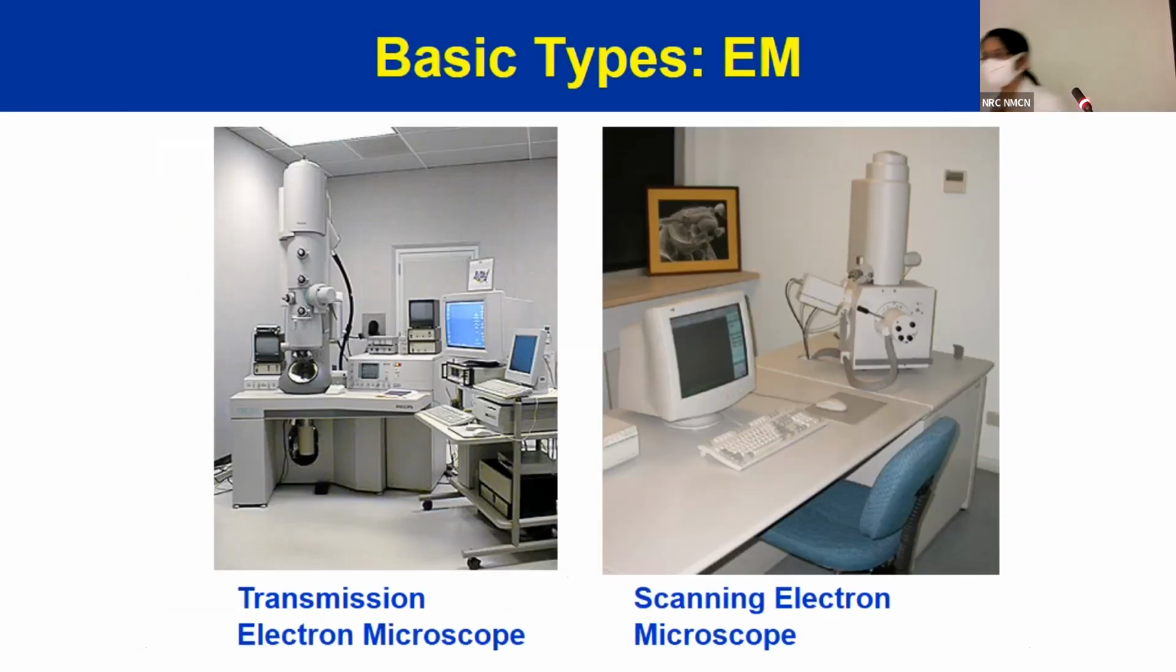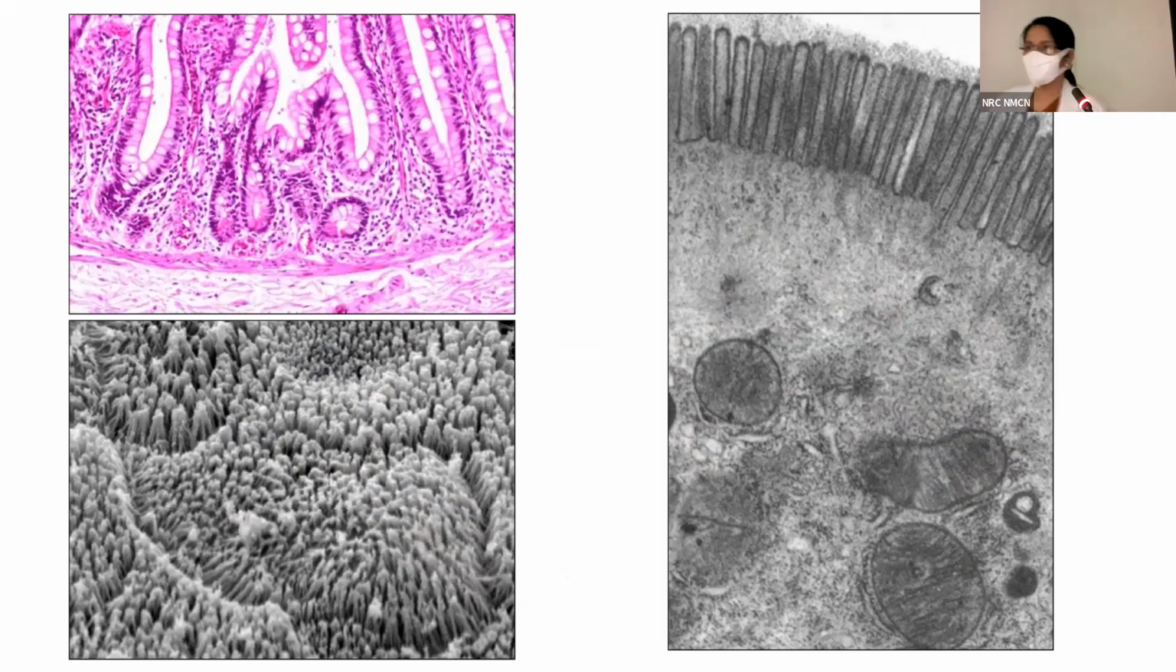There are basically two types of electron microscope. One is scanning and one is transmission. What I will be talking about today is transmission. Professor Mitra from CDRI will be talking about the scanning electron microscope. What is the difference? Can anybody tell me? Any gastroenterologist here? Any medicine person? Can anyone tell me what this image is from this microscope?